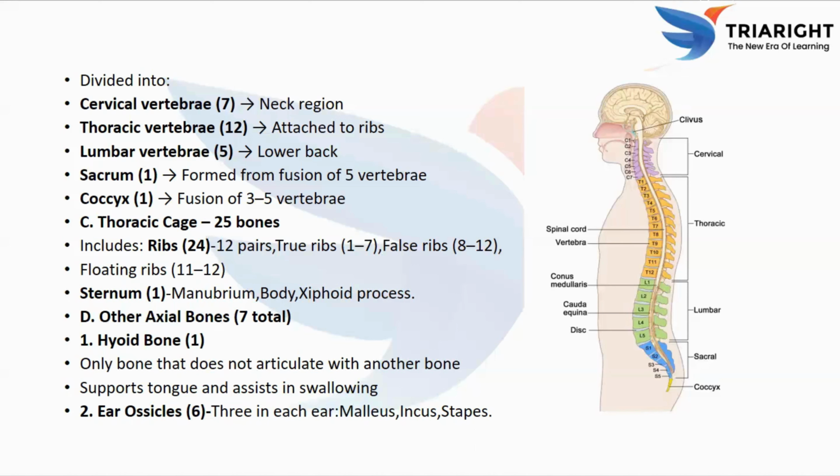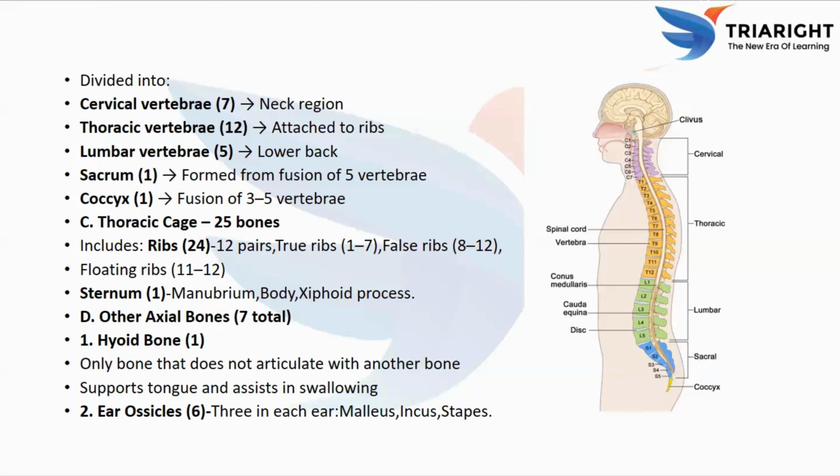Next, coming to the lumbar vertebrae. The lumbar vertebrae are made up of 5 bones. They are named L1 to L5, which is green in color. This is present in the lower back. It is the largest and strongest vertebrae, which is weight bearing.